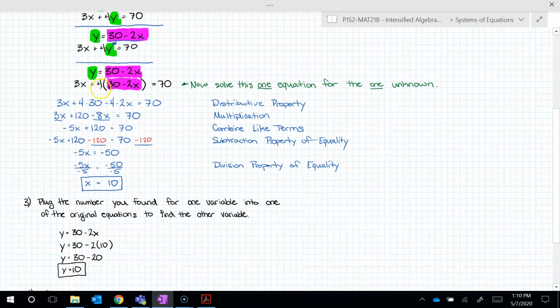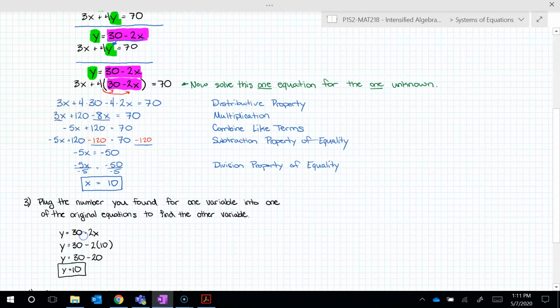It's a little bit more complicated than the 2 examples that we just did, because I have 4 times y. Y is all of this. So I need to do 4 times 30 and 4 times negative 2x, or minus 4 times 2x. So we do the distributive property, bring that 4 times the 30 and the 4 times the negative 2x. 4 times 30 is 120. 4 times negative 2x is negative 8x. So I actually multiply those things through.